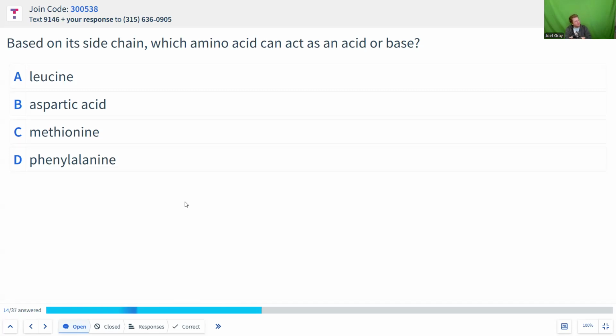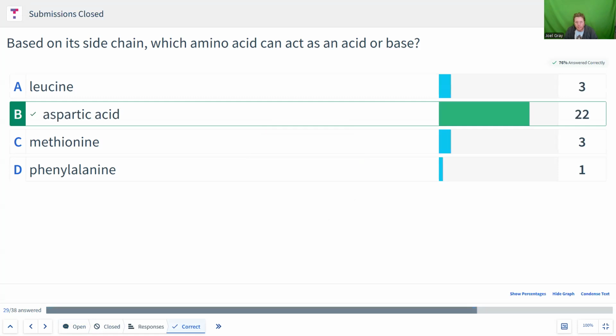Again, we've got aspartic acid, methionine. Ooh, methionine. That's tempting because that's got sulfur, right? Oh, but sulfur with a methyl group, that's a little bit less appealing. Phenylalanine, that's a ring. And the answer is aspartic acid. Which of the molecules with the name acid can act as an acid? You're right, aspartic acid can act as an acid or a base. It all depends on the pH.